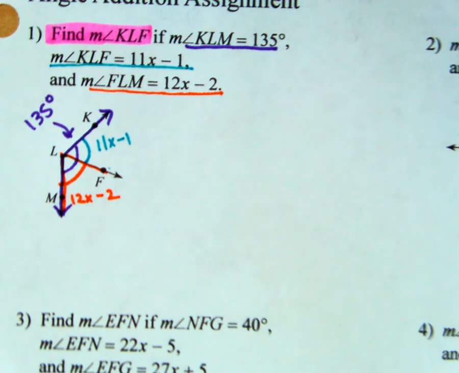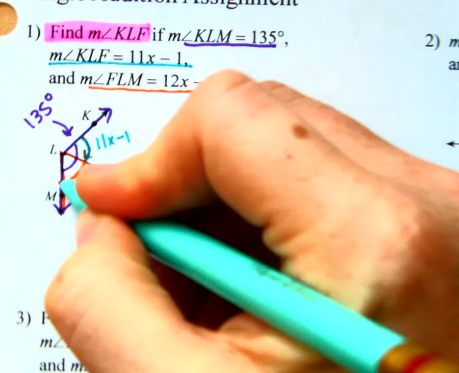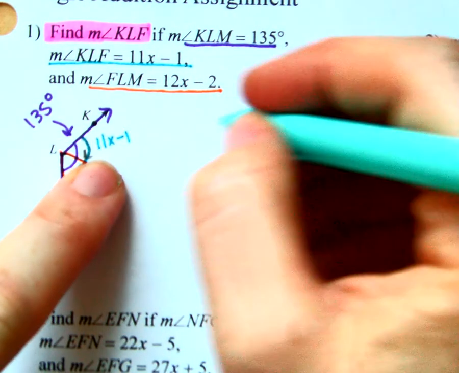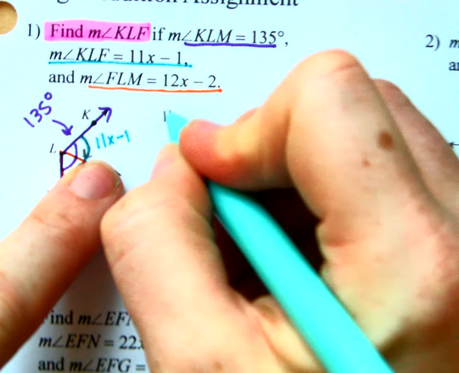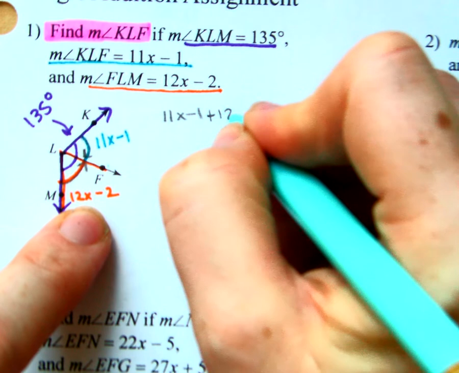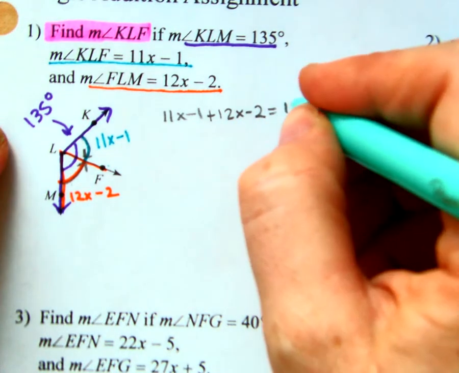Okay, and what angle addition says is that part plus part is equal to whole. So that's kind of what we want to think of as we're going through this: I can combine this part of the angle plus this part of the angle, and that will equal the whole angle, right? So if I add the parts together, that would be 11x minus 1 plus 12x minus 2 equals 135.